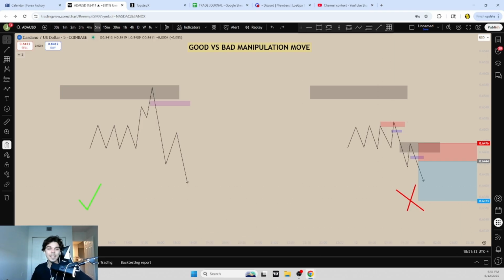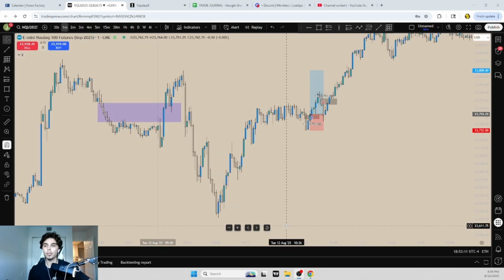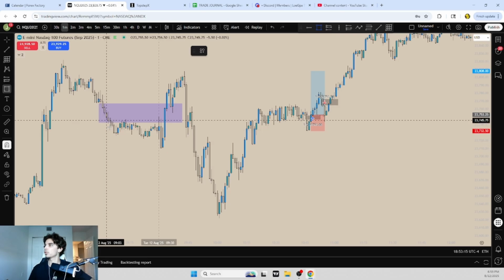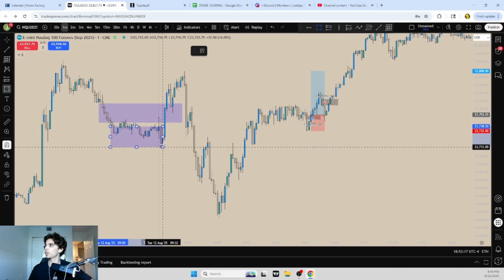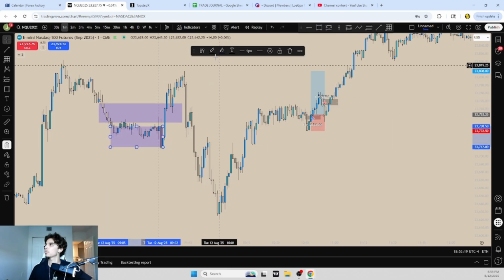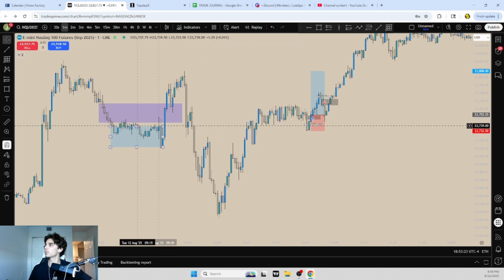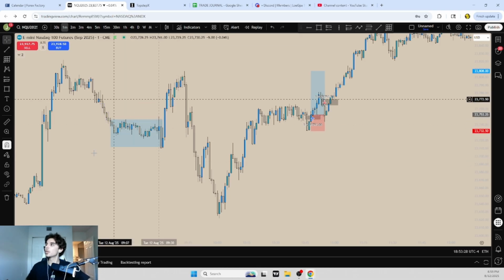Why are we talking about this? It was an example from today, actually. Today is August 12th. What do we have right here? Don't mind the pink one. What do you have in this general area, right? Just an accumulation zone. Actually, let's get rid of this purple one. So we have an accumulation zone.